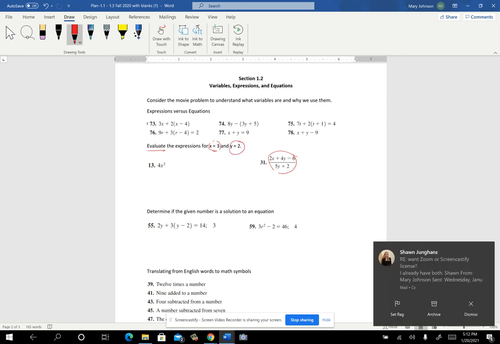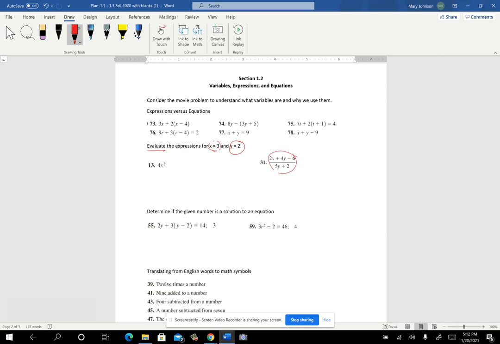So we're going to wind up plugging those in to those variables in the appropriate spots, okay? So what you would do is you would have a spot sitting there, and in place of the variables, you're going to be putting 3 for the x's and 2 for the y's.